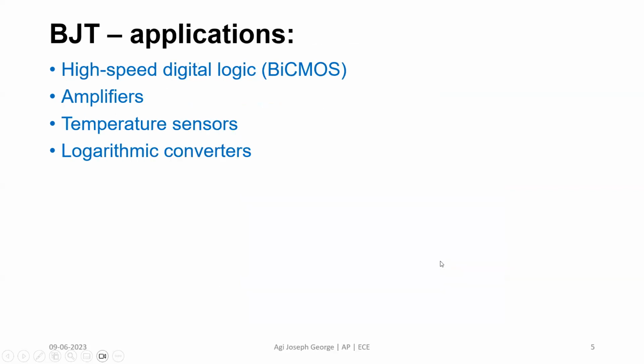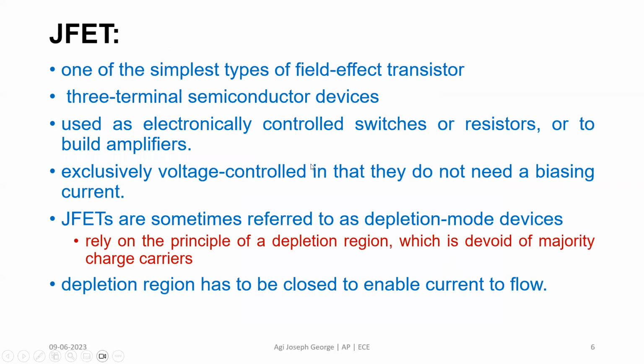BJT major applications: even now they are used in high-speed digital logic by BiCMOS, bipolar CMOS, which is a bit of a modification of the BJT. They are also used in amplifiers, temperature sensors, and logarithmic converters. These are the major applications of BJT.